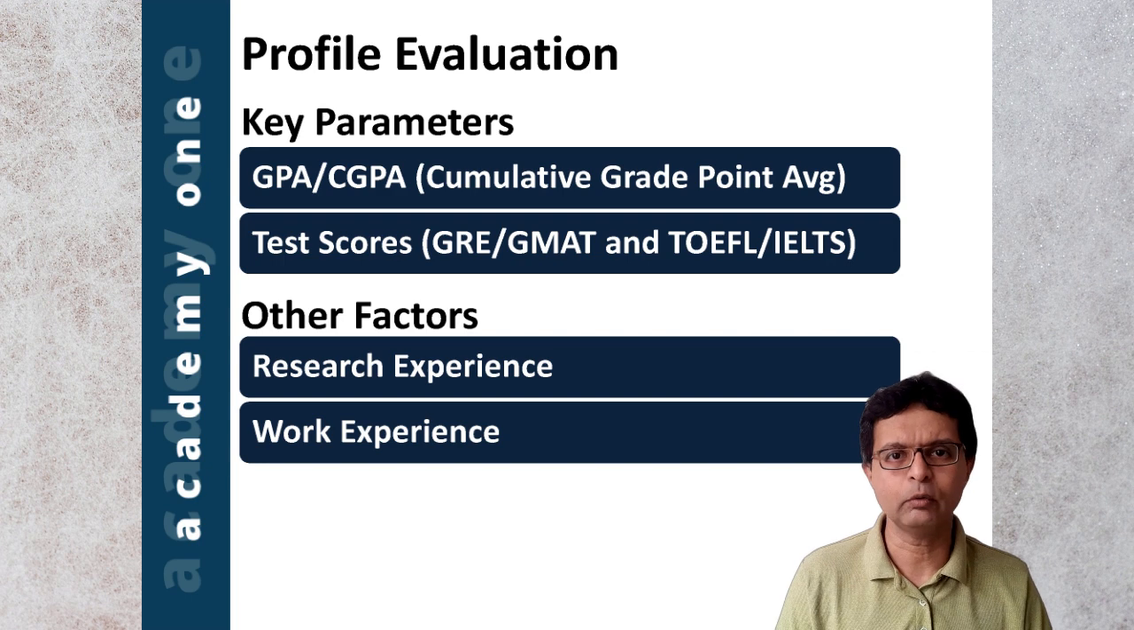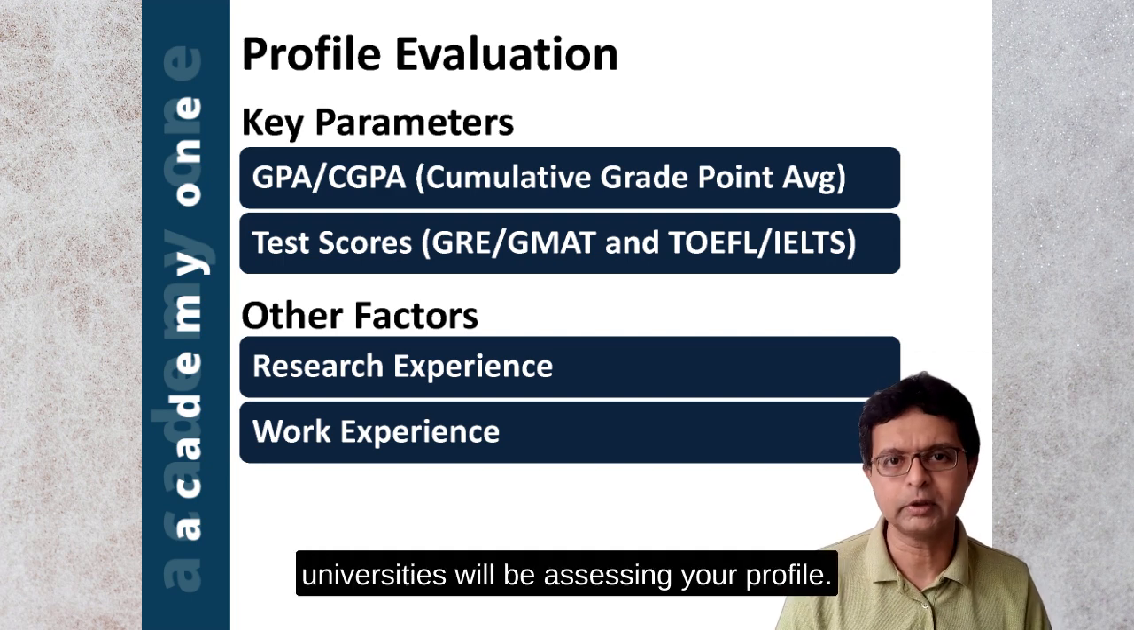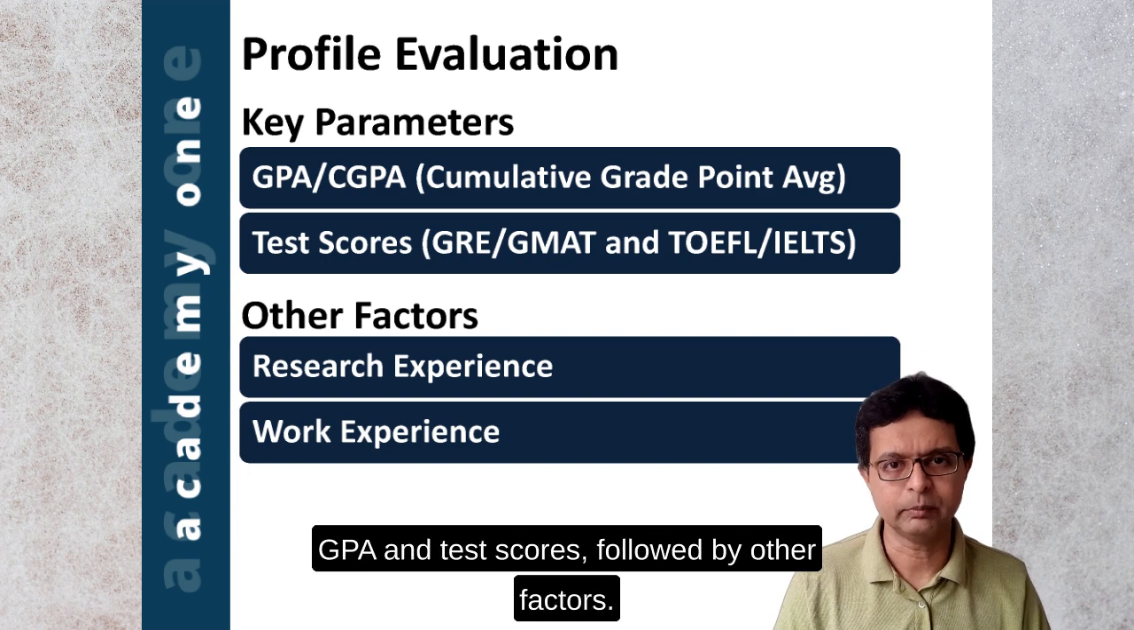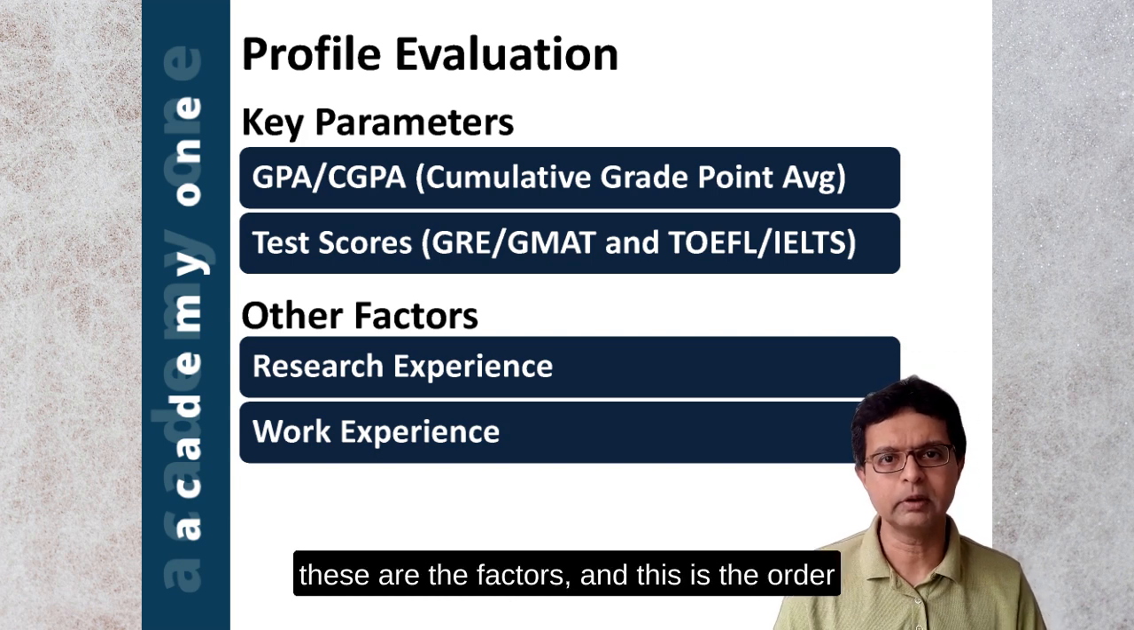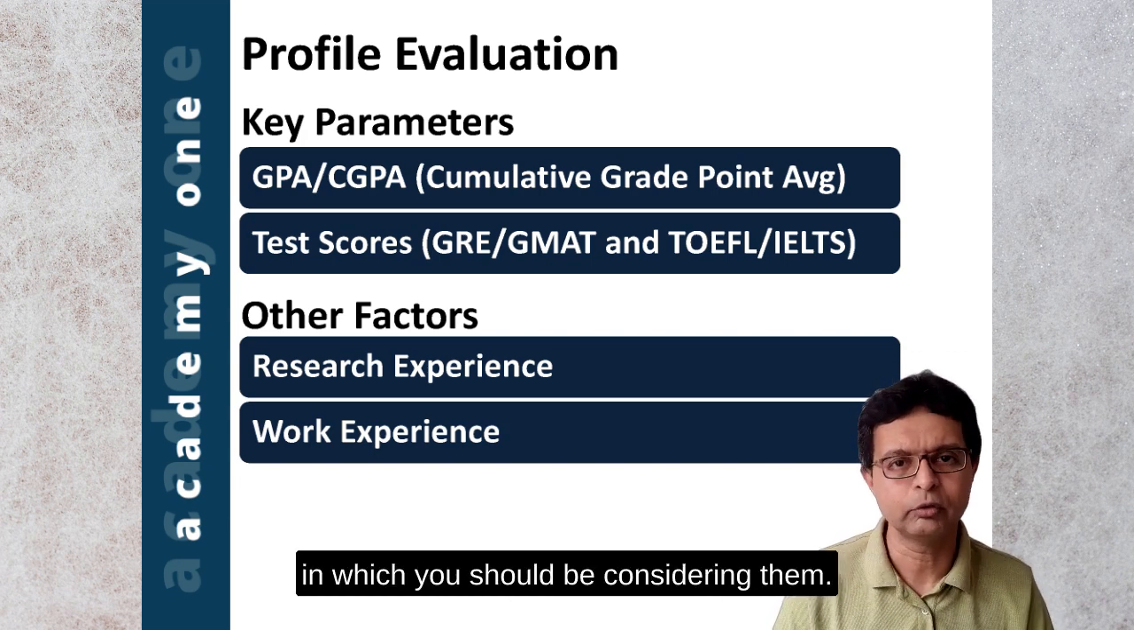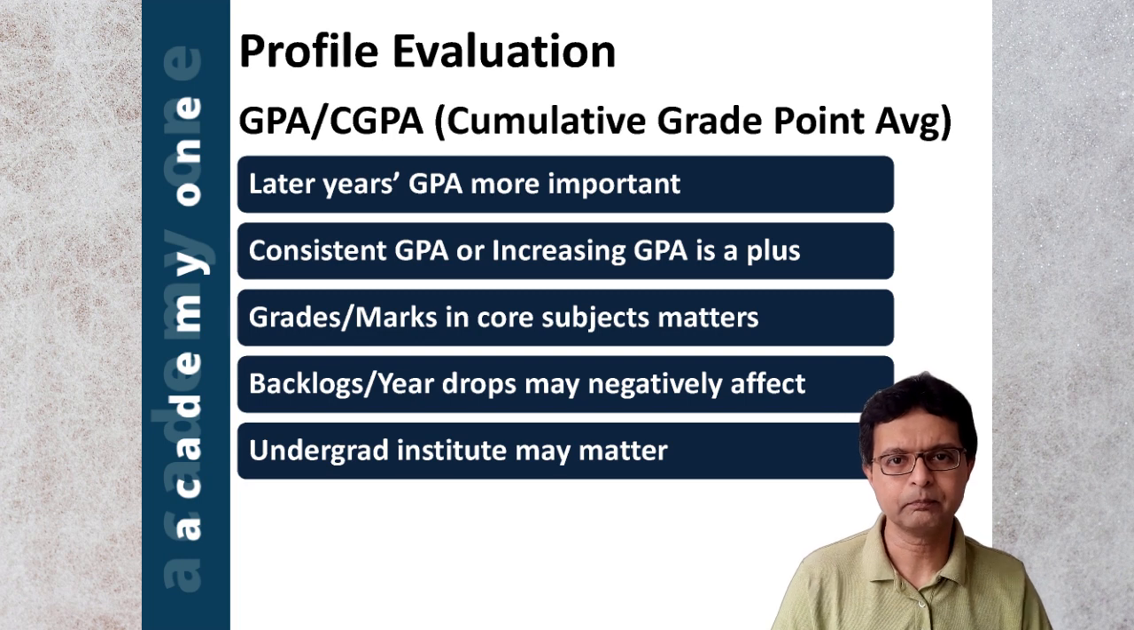This is the order in which universities will be assessing your profile. They would be giving most importance to your GPA and test scores, followed by other factors. So when you do your own individual profile evaluation, these are the factors and this is the order in which you should be considering them.